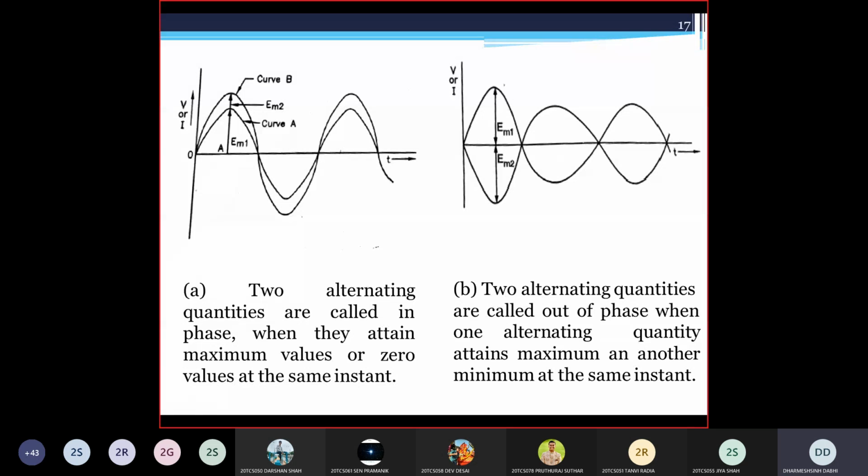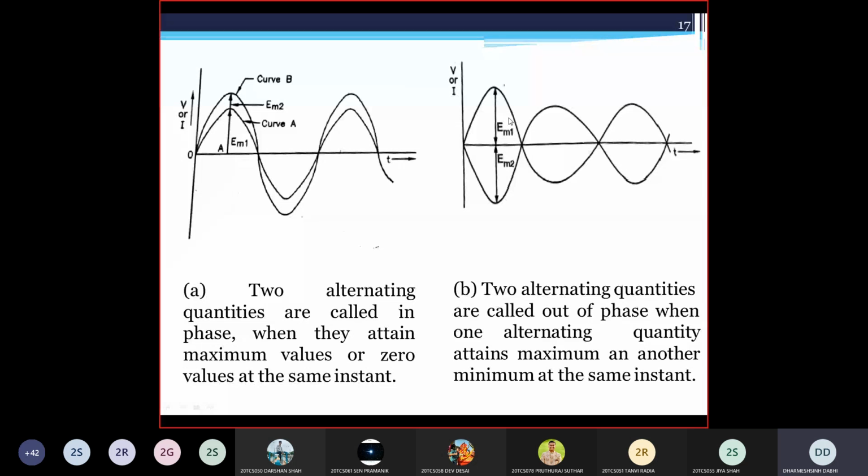Clear? So two alternating quantities are called in phase when both get the maximum value or 0 value at the same instant of time. That is called in phase quantities. Clear? For in phase quantities, you can calculate the phase difference directly by subtraction or addition.